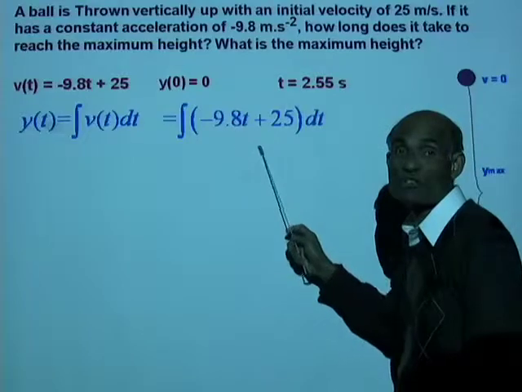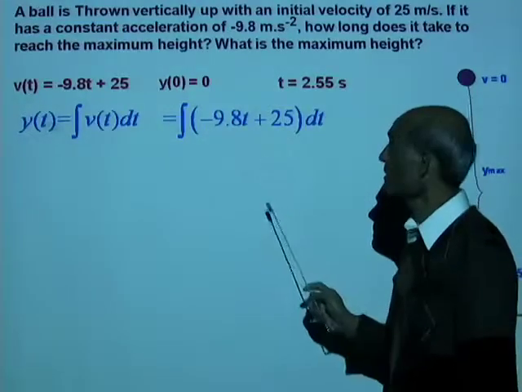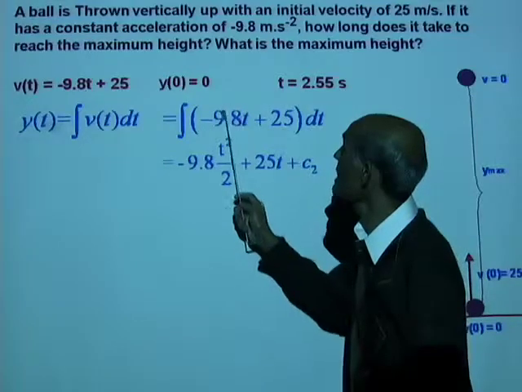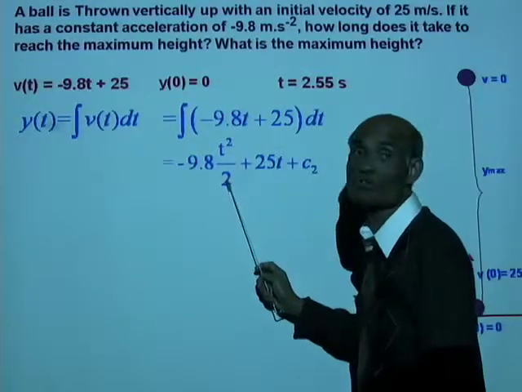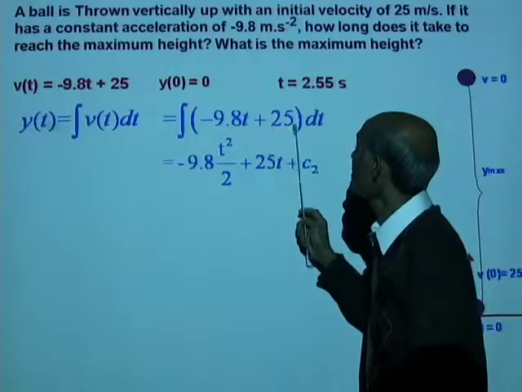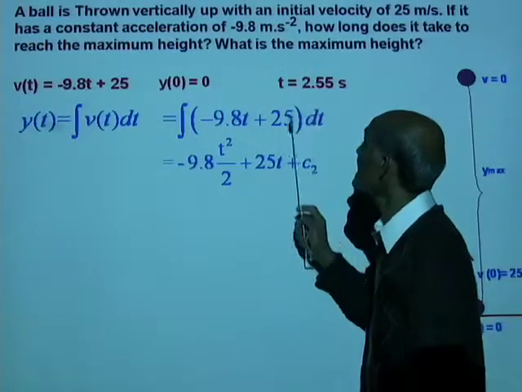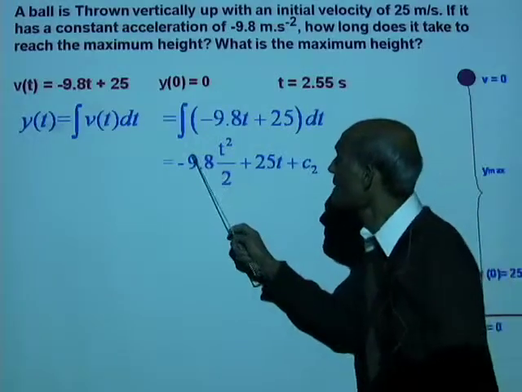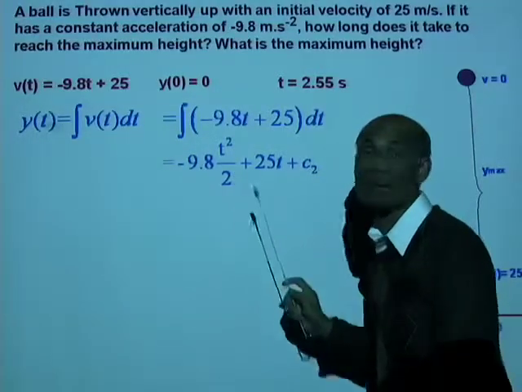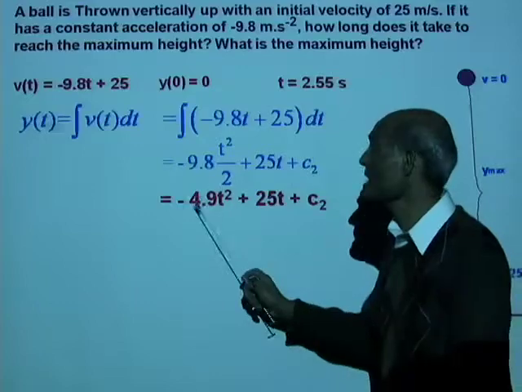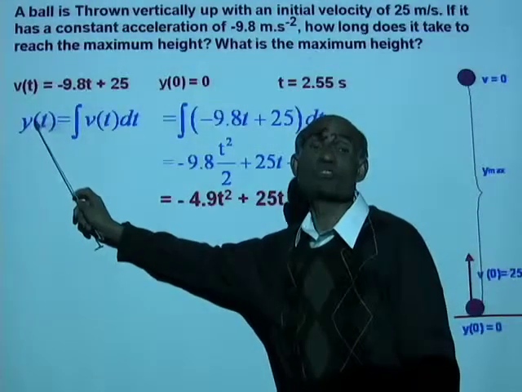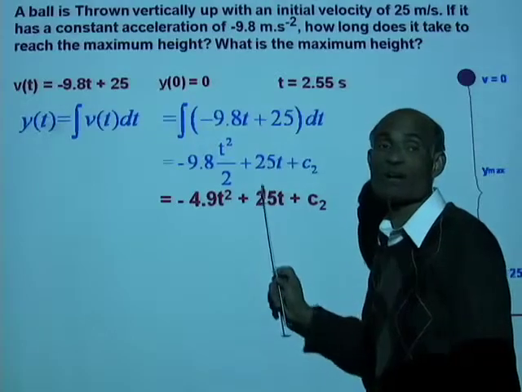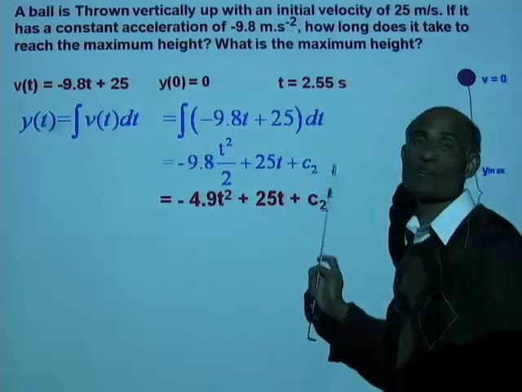Now here we need to integrate each term, right? Integrating the first term gives you negative 9.8 t squared over 2 plus integral of 25 dt is 25t plus c2. And negative 9.8 divided by 2 is negative 4.9. So your position function is negative 4.9 t squared plus 25t plus c2.